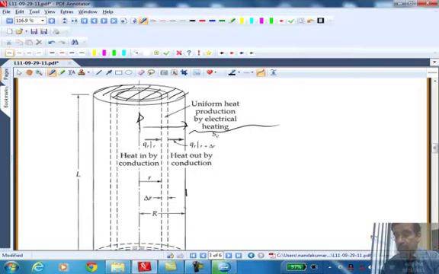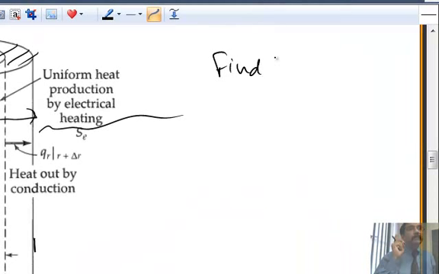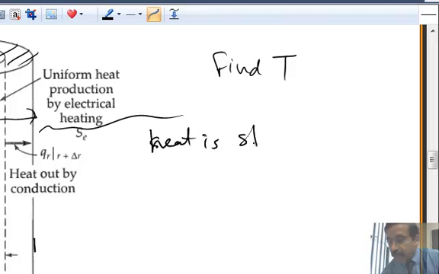Do you understand the physical description of the problem? You have an infinitely long wire, and our task is to find the temperature, the flow, the heat transfer. Steady, okay, and there is a heat generation. There is heat generation.